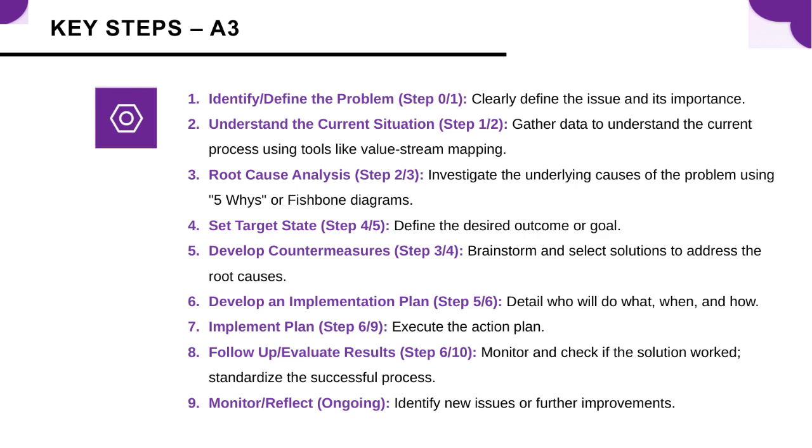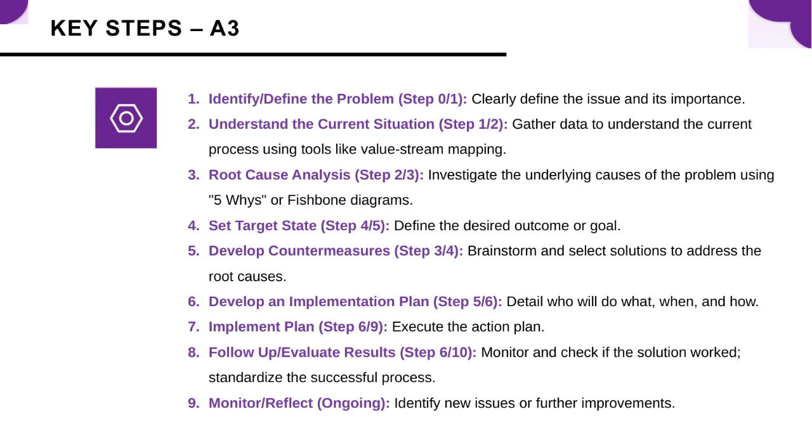With those causes identified, we set a target state, defining what success looks like and what we want to achieve. Then, we brainstorm and develop countermeasures, solutions that directly address the root causes. After choosing the best options, we develop an implementation plan that details who will do what, when, and how to put those solutions into action. Once the plan is in place, we execute it, taking action and making sure the changes are implemented effectively.